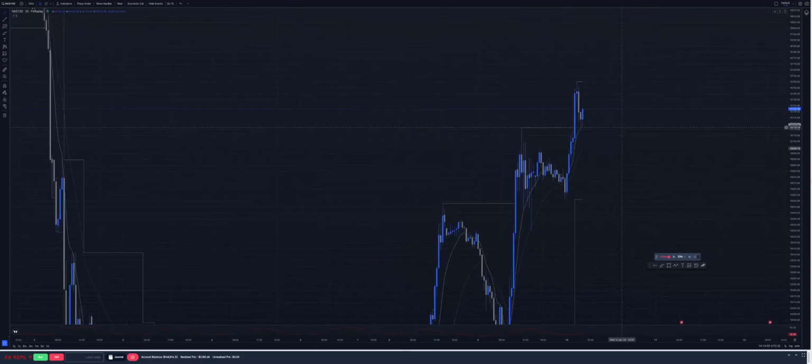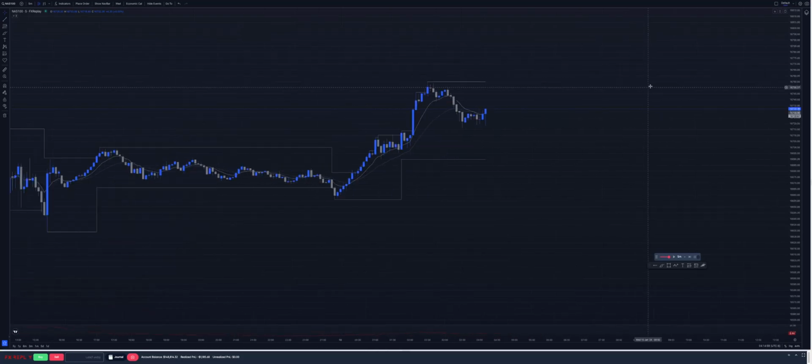Beautiful. 20-minute is building up. 30-minute is building up. 5-minute, we're going to look for some sort of buy stop entry.